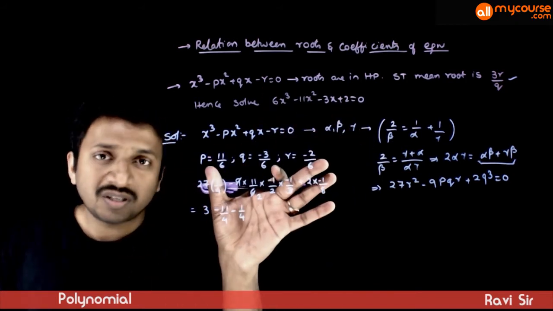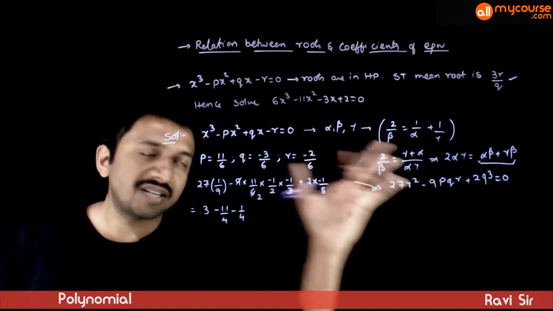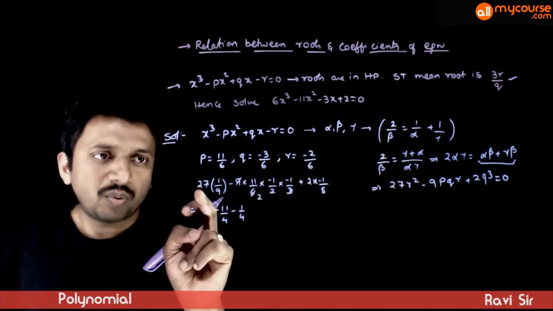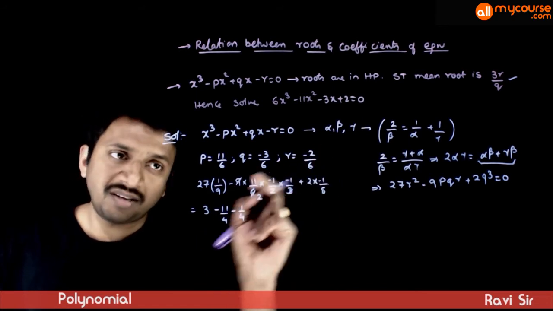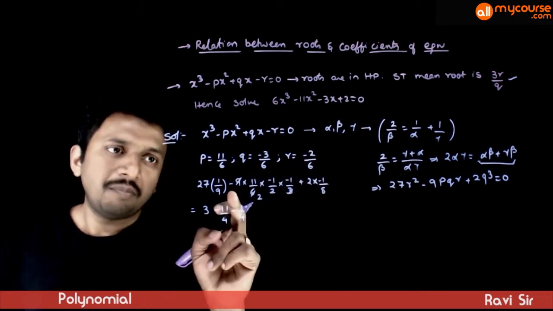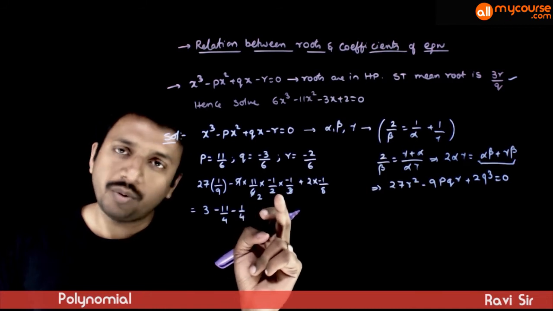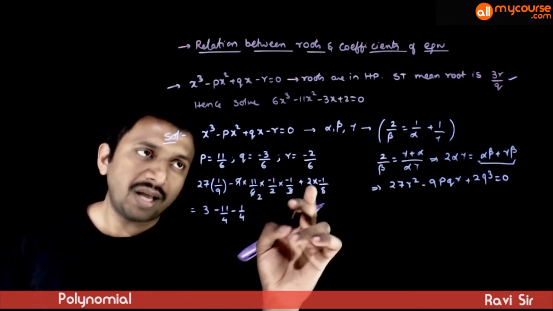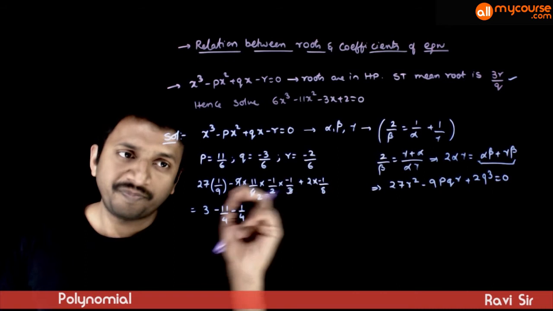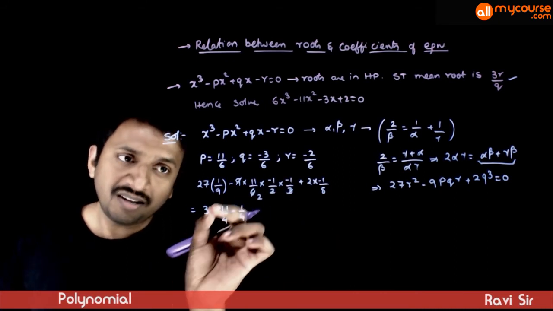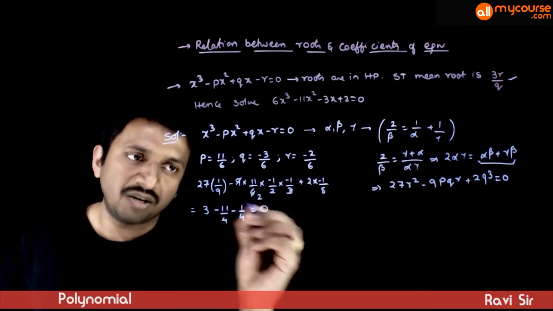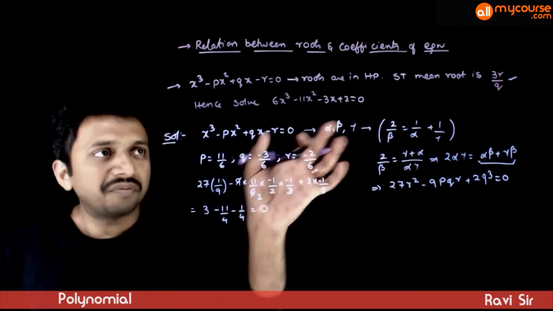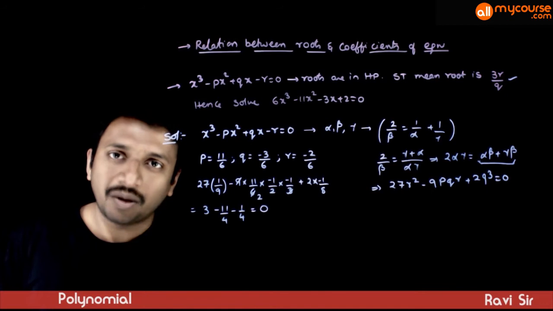So corresponding to this PQR, let us see if this condition is valid. So 27 times R square, R is minus 1 by 3, whole square is 1 by 9, minus 9 times P times Q times R plus 2 times Q cube. So as you can see, you get 3 minus 11 by 4 minus 1 by 4 is equal to 0. So for this equation, this condition is valid.